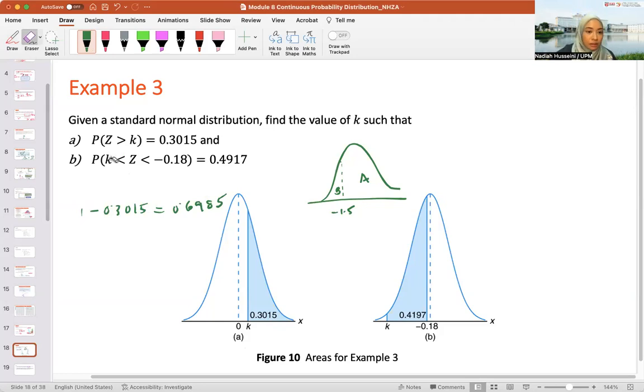Okay, so B, the probability of Z being greater than k and also less than minus 0.18. How do I find k in this case?